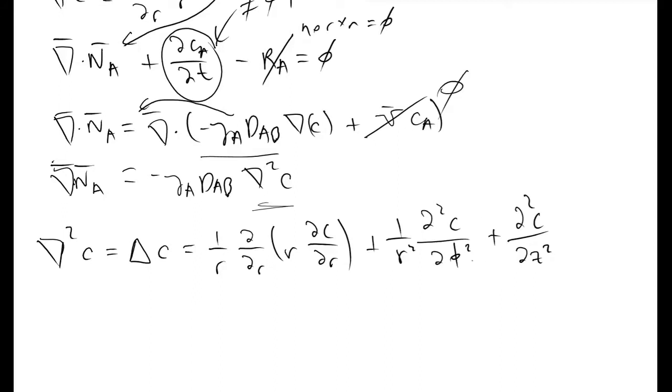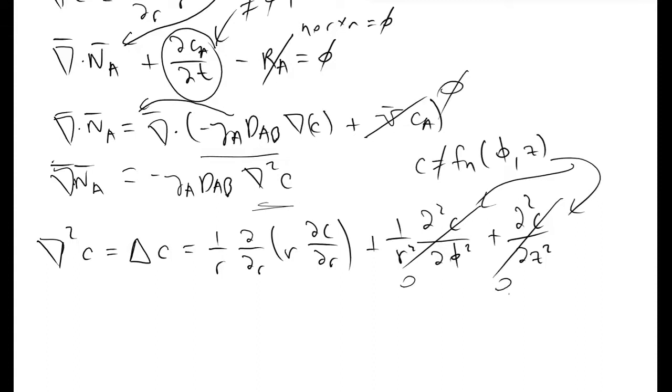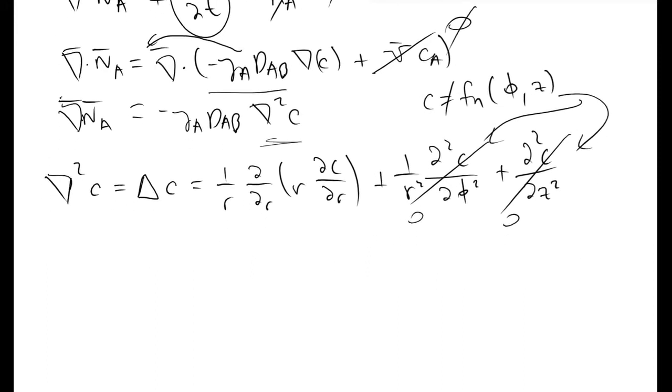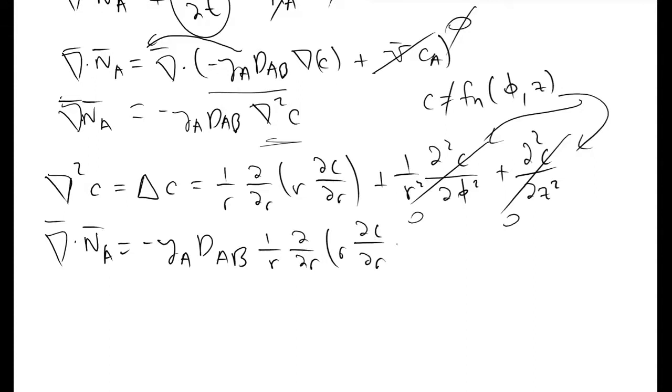And because we established previously that c was not equal to a function of phi or z, we can cancel out these last two terms, and what we are left with now is the divergence of your flux vector is equal to minus YA, the molar ratio of phosphorus in your control volume, times DAB, times 1 over R d dr of R dc dr.